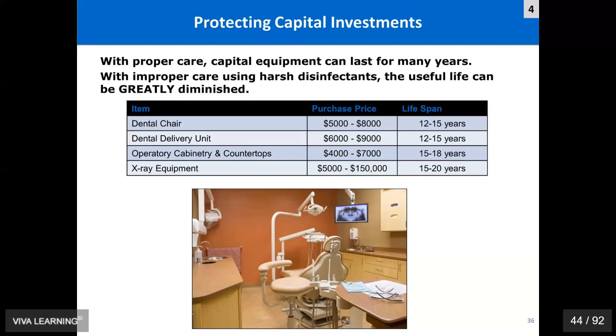And if you take good care of it, if you're not destroying it with the wrong chemistry, this stuff can last for many years. Maybe I shouldn't say a name, but I will. We have ADEC units in our office. They're 9 years old. They look like new. You know, we're taking care of them the right way.